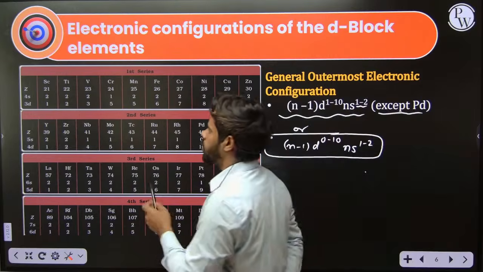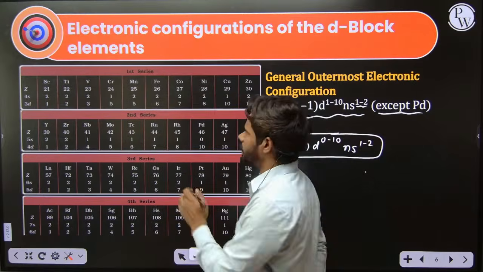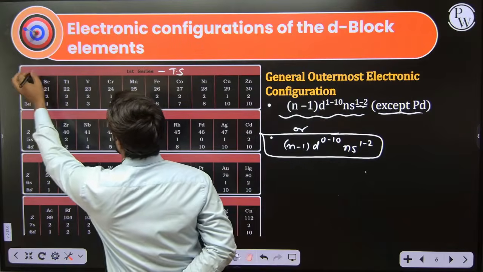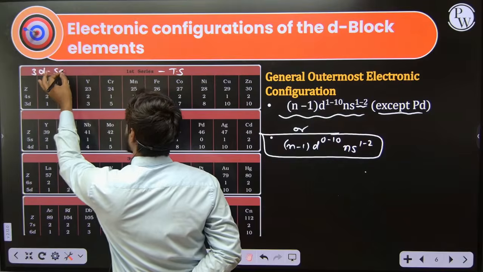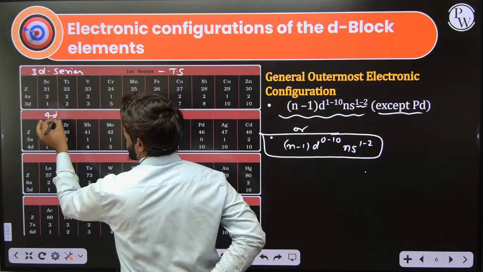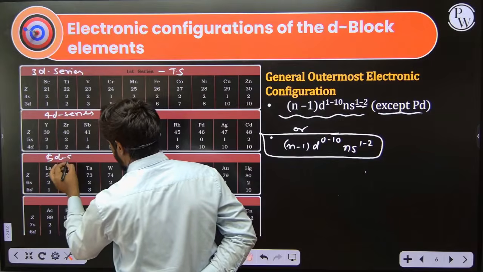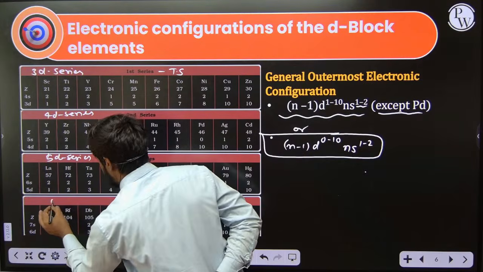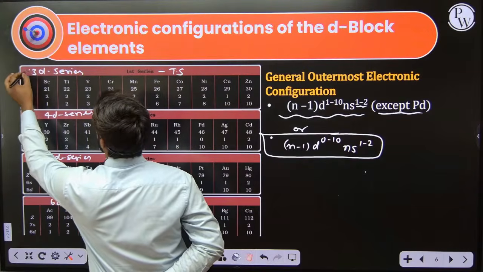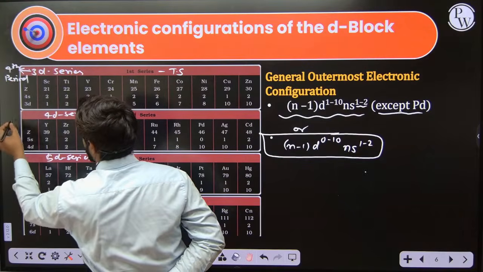Let's see the 3d series. There are four series. First is the first transition metal series, or the 3d series, then the 4d series, next the 5d series, and the 6d series. Basically, we can also say by period number: the fourth period, and this is the fifth period.